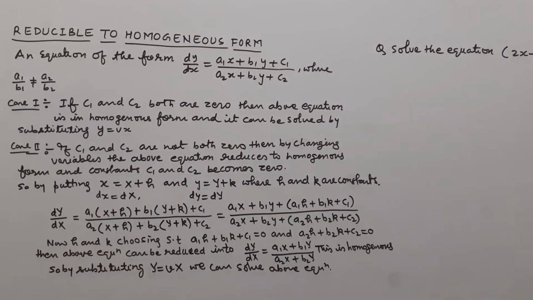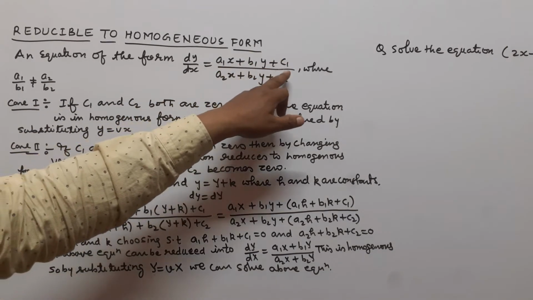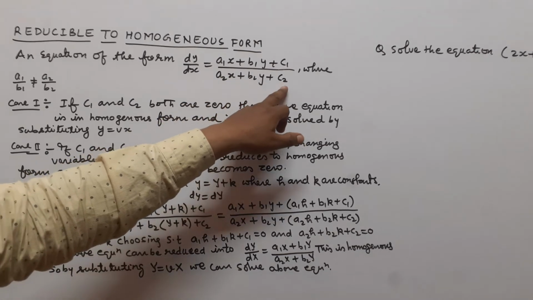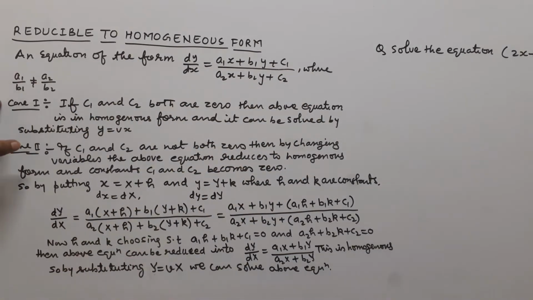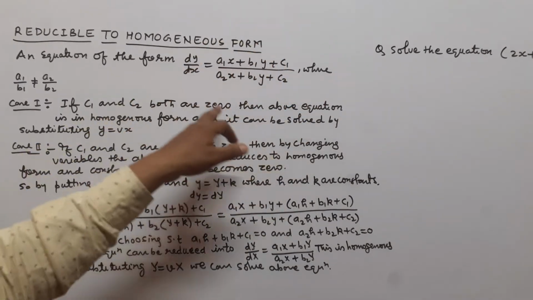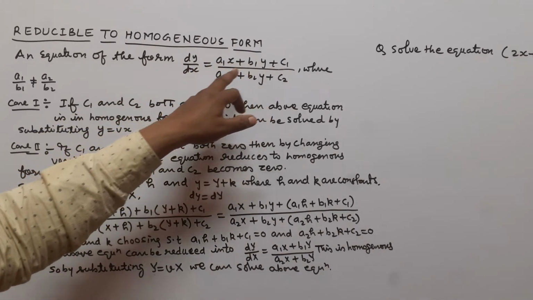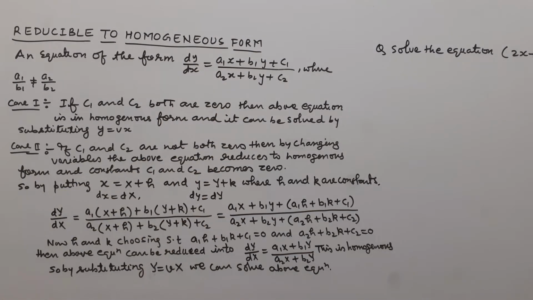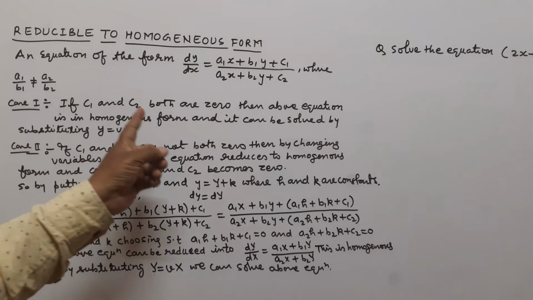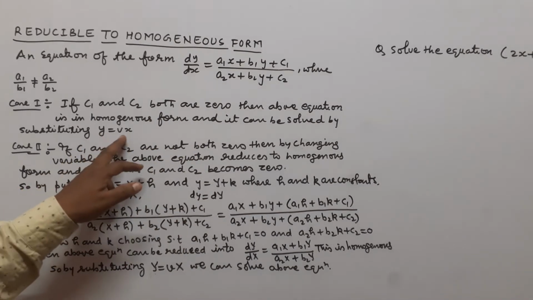So if any equation of the form dy by dx is equal to a1x plus b1y plus c1 divided by a2x plus b2y plus c2, where a1 upon b1 not equal to a2 upon b2, there are two cases, case 1 and case 2. If these constants c1 and c2 both are 0, then the above equation can be reduced to the form dy by dx is equal to a1x plus b1y divided by a2x plus b2y, and this is the homogeneous form of first order and first degree, and it can be solved by substituting y equal to vx.